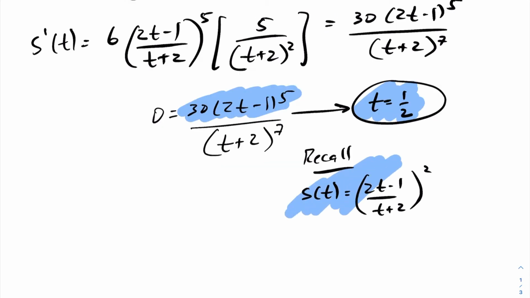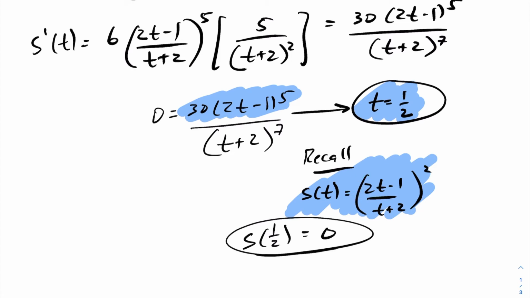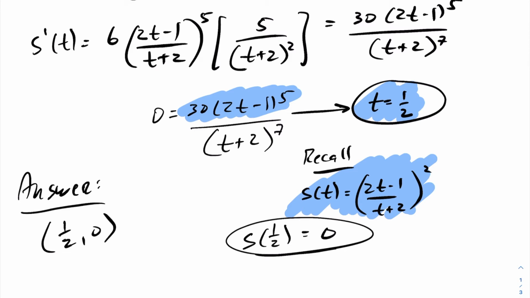Recall this was our definition of s at t. I want to find the actual point, not just the one coordinate, the t coordinate. So I'm going to sub this back in here, in which case if I evaluate s at a half, when you sub this into your numerator here, you're going to get 0 in the top, and we get s at t is 0. So therefore, our answer for this question is the point where the tangent has a slope of 0, or horizontal tangent, is the point (1/2, 0).